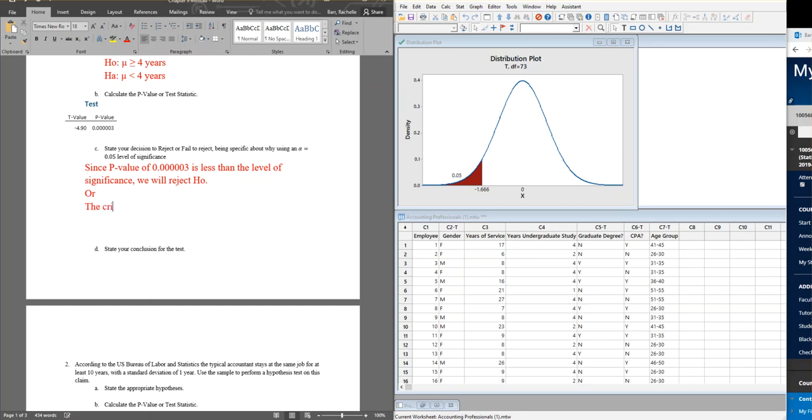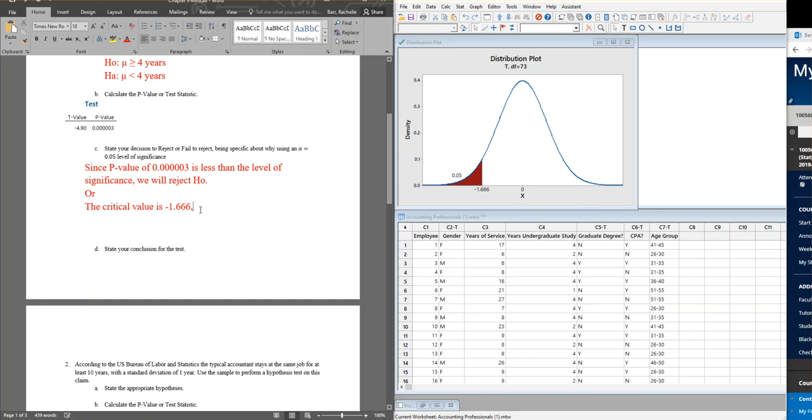The critical value is negative 1.666. In particular, my t value, my test statistic of negative 4.9, is way out here somewhere. It probably isn't even on this graph, because that's 1.5 away and it's almost 5. It's way out in the tail. It falls in my rejection region. This tells me that I would be rejecting the null hypothesis. If it falls in the red region somewhere, that's when you reject. If it falls in the white somewhere, that's when you fail to reject.